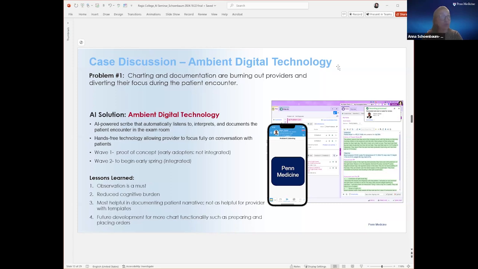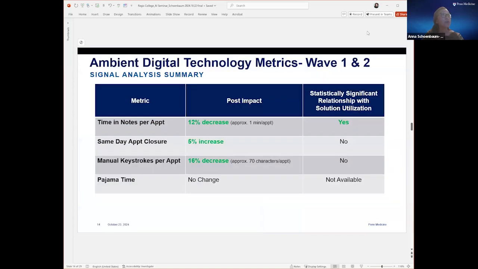I decided to do an evaluation of a provider, and we just noticed that there were other workflows that needed to be solved, not just ambient listening. So I think it's really important to do real-time observation as people are transitioning to this new technology. Here are our metrics from wave 1 and wave 2, and this is before some really good features were implemented in the last month or so.